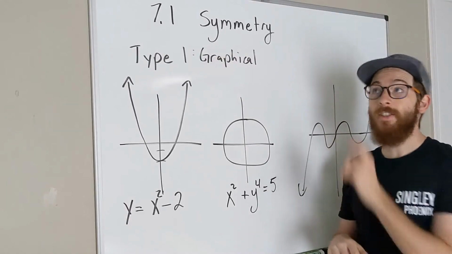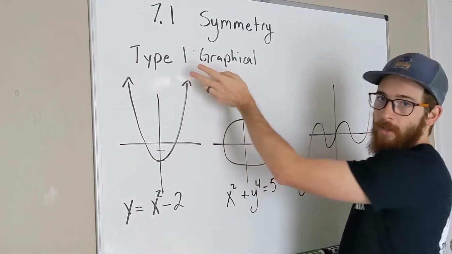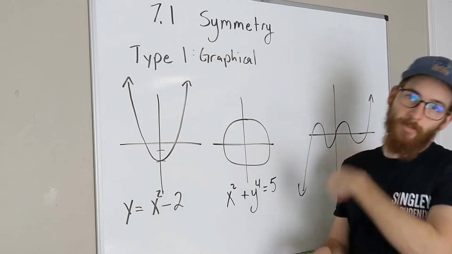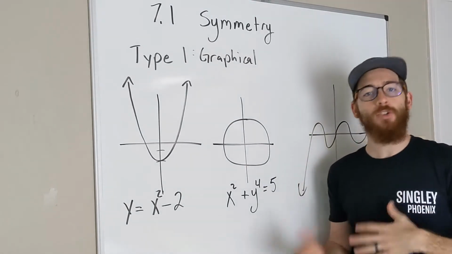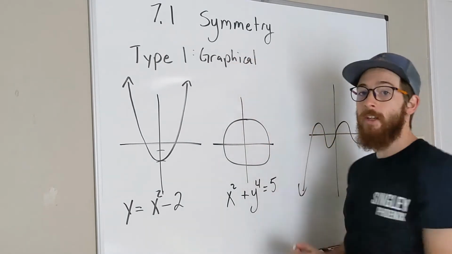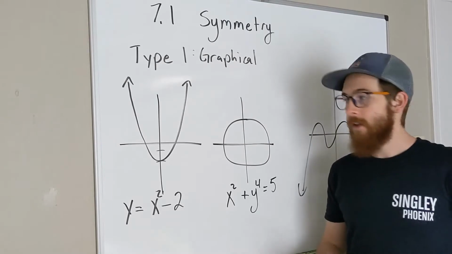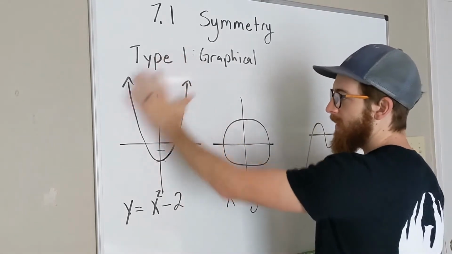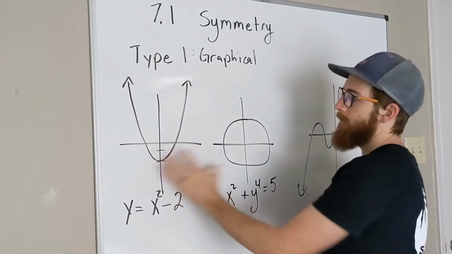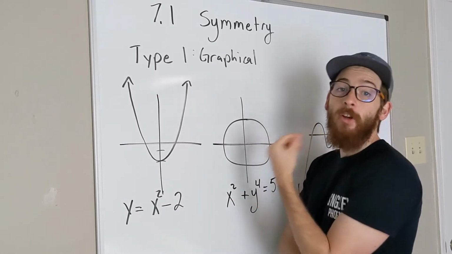Okay, today we're going to look at 7.1, symmetry. We're going to have two parts: type 1, where we're looking at graphs, and type 2, where we're looking at how to do this algebraically. So the number one thing you want to remember with symmetry is you want to look for symmetry. If I'm looking at this problem, where could there be symmetry?